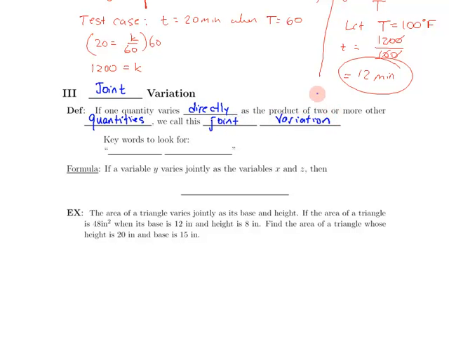It's very similar to just direct variation, but instead of having one variable directly proportional with another, you have one variable that's directly proportional with the product of two or more. So you now have three or more variables in the problem. And of course the keywords to look for would be joint variation, or jointly varies. That's the way it's going to be stated.